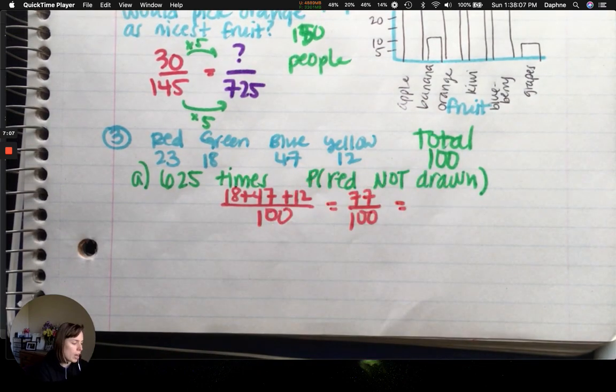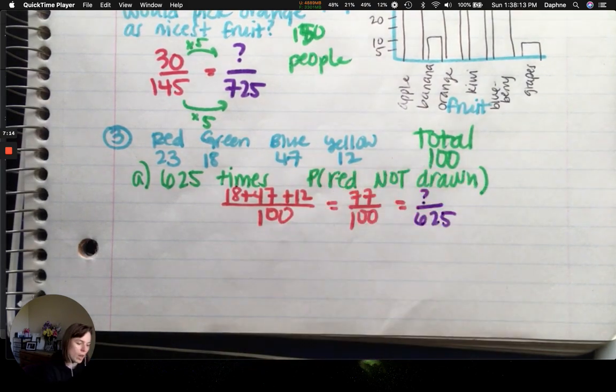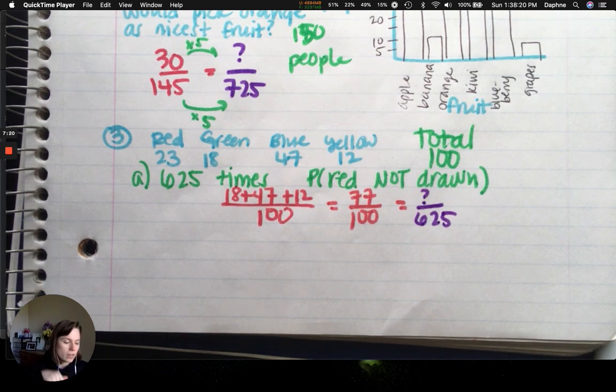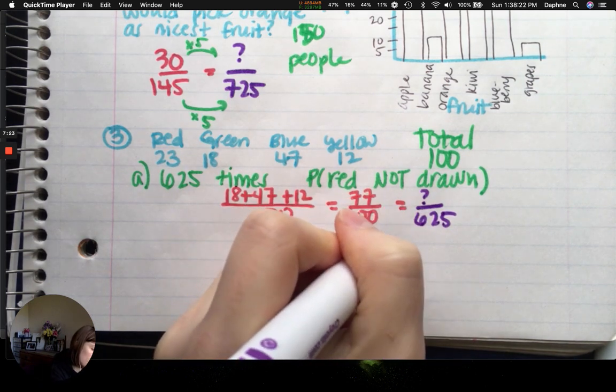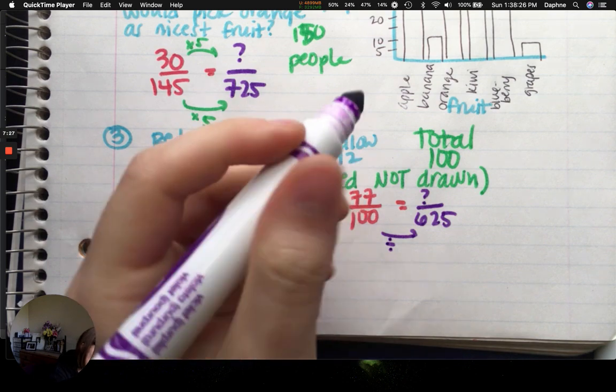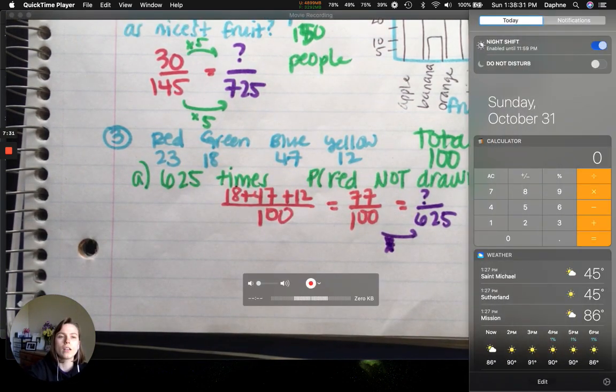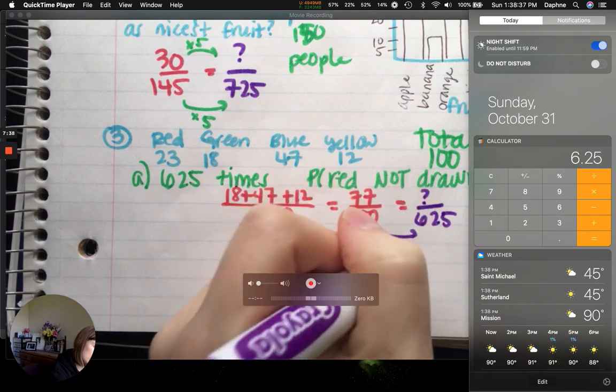And I want to draw how many times now? 625. So how many times would I expect them to be not red? So we're going to be figuring out what I am multiplying by to get to 625. So using my calculator, what is 625 divided by 100? 6.25, so 6 1/4.